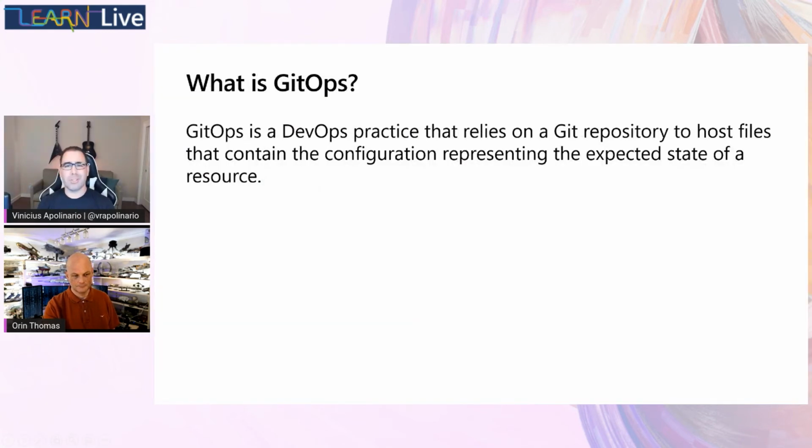First of all, what is GitOps anyway? GitOps is a DevOps practice that relies on Git repos, or repositories, to host files that contain the configuration representing the expected state of a resource. Let's drill down into what that means. Let's say you have a GitHub repo that contains either a configuration for a Kubernetes cluster or even the deployment of your application itself.